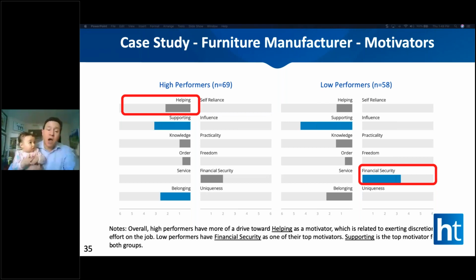The reality is no. They have a batch manufacturing process, so people who were really motivated by helping, supporting, and belonging ended up being the best performers, and by default made the most money, but not because they cared about money. Next.